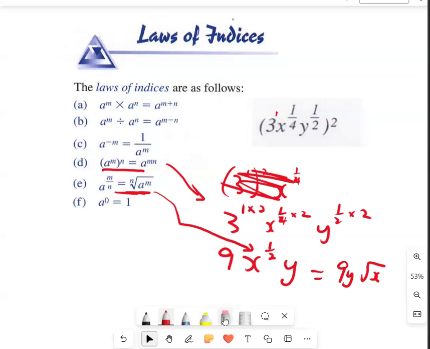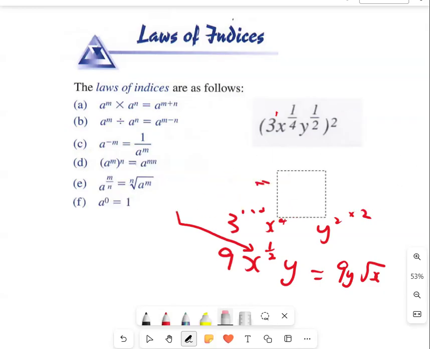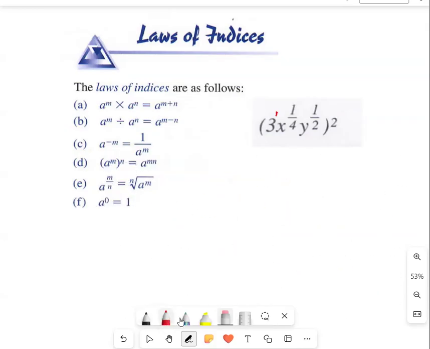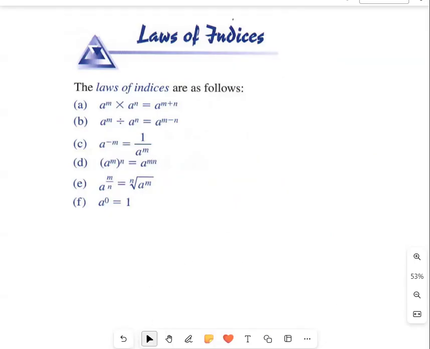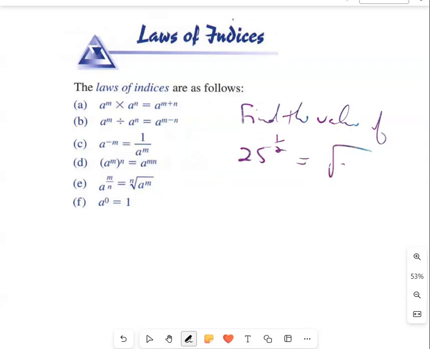Good. So besides symbols, you can have actual numbers too, right? Like sometimes I see, what do they tell you, find the value of 25 to the half power. That's simply the square root of 25, which is 5. You know?